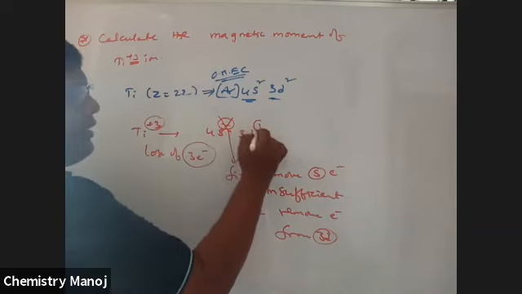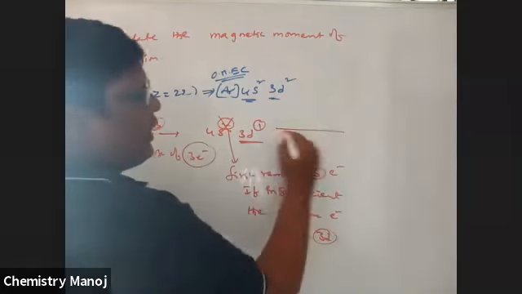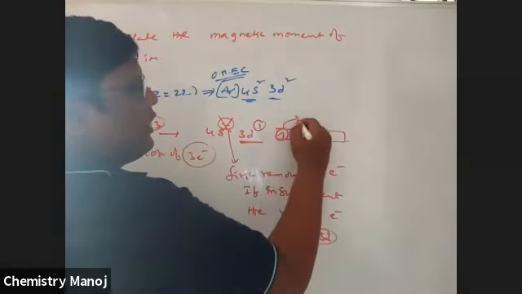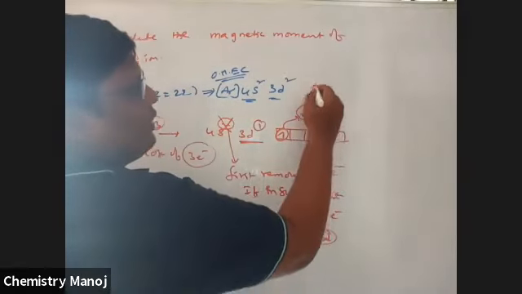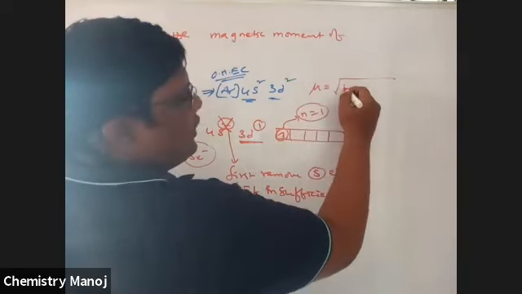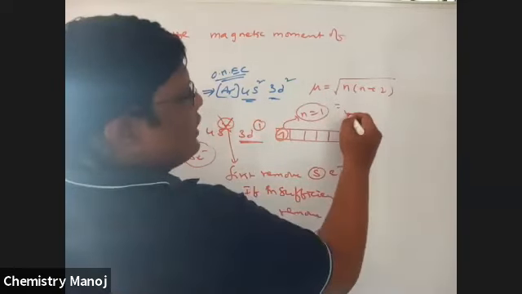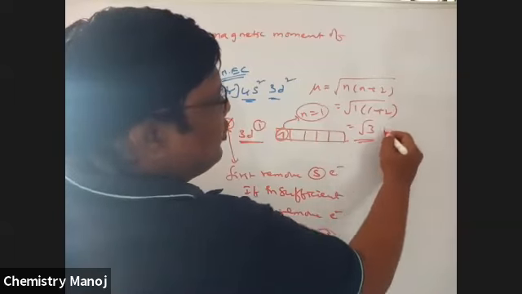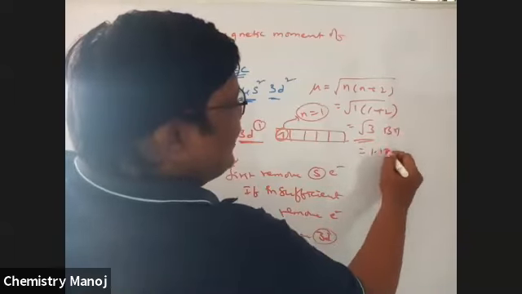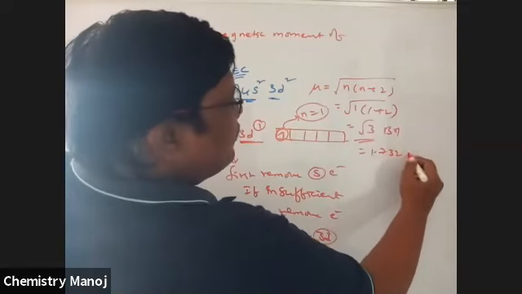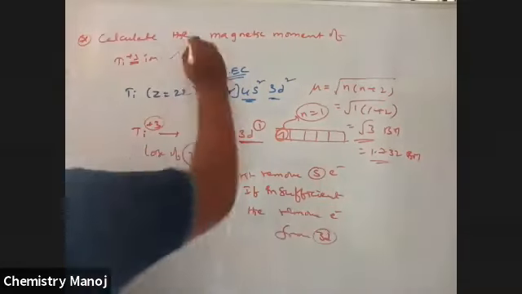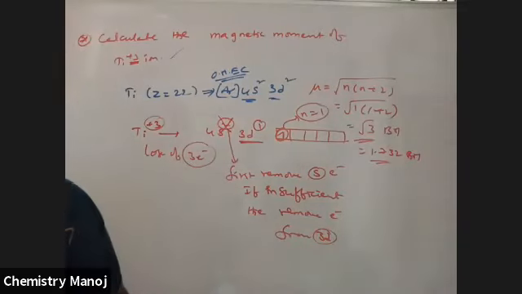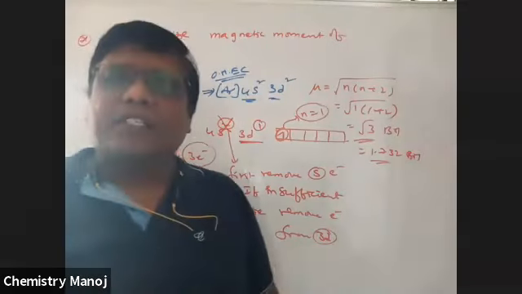So d is there, and that means one unpaired electron. Therefore, the number of unpaired electrons is equal to 1. Therefore, mu is equal to under root n into n plus 2, that is under root 1 into 1 plus 2, that is root 3 is the answer, in Bohr magnetons. That is 1.732 Bohr magnetons is the answer. Like this, you have to find out the magnetic moment.